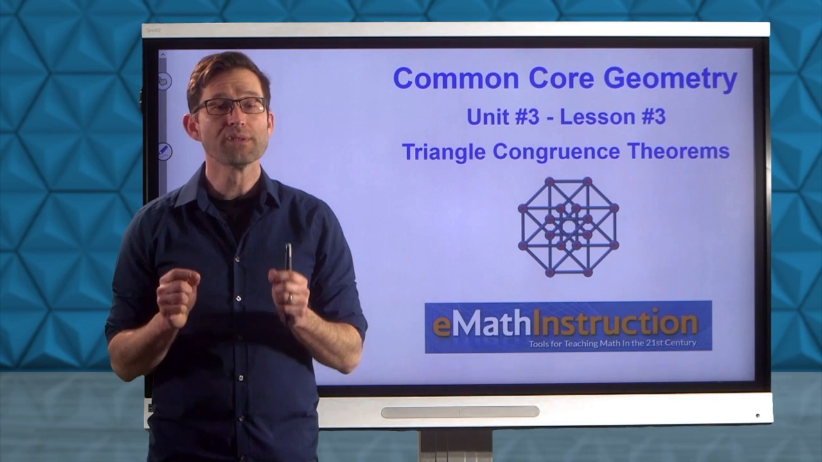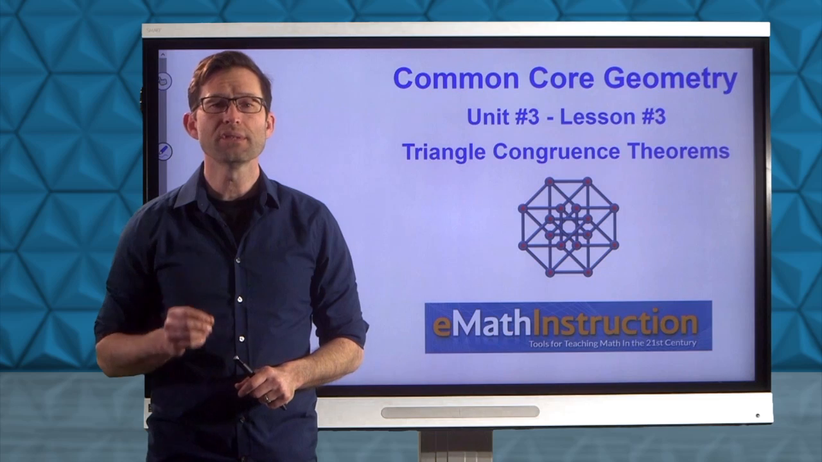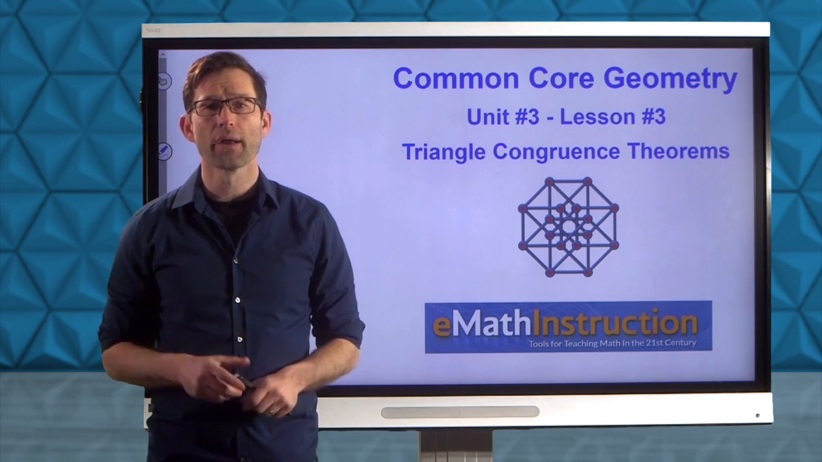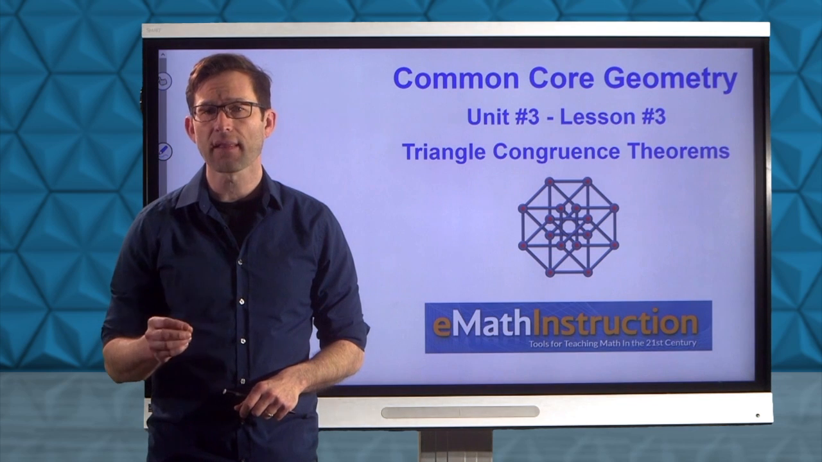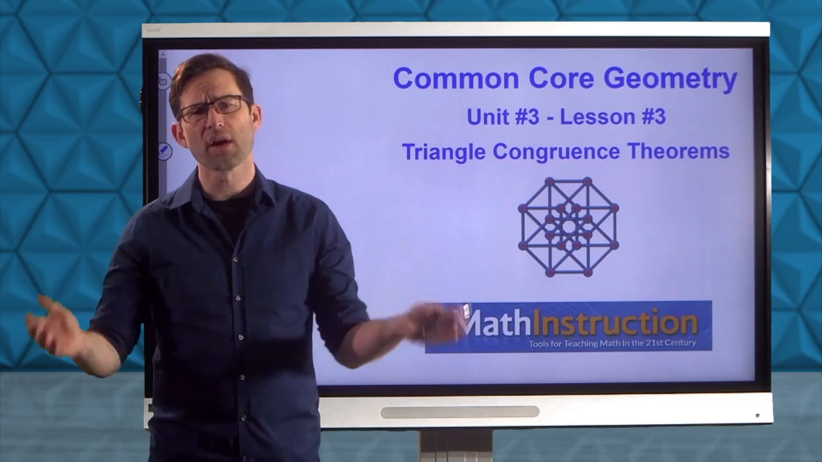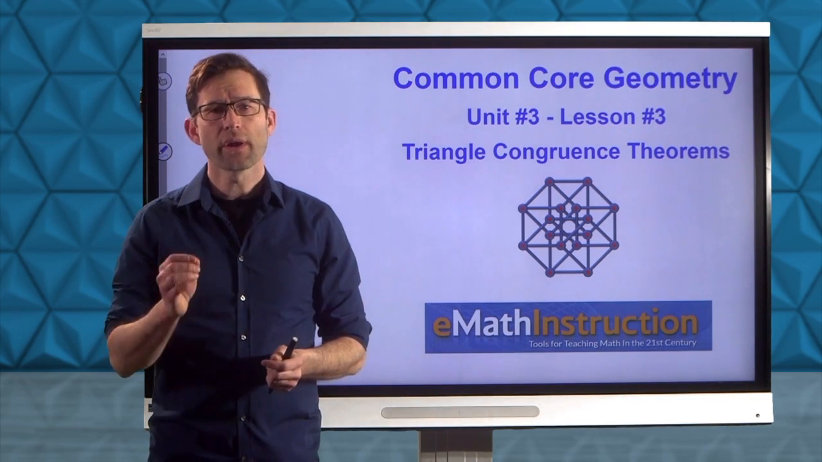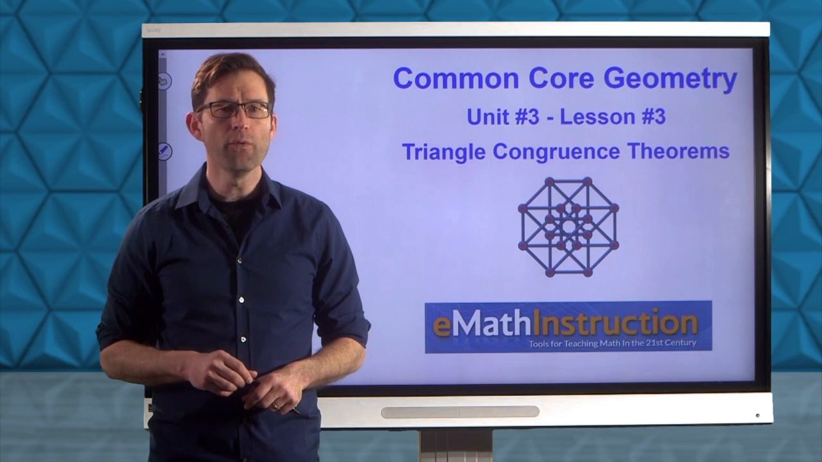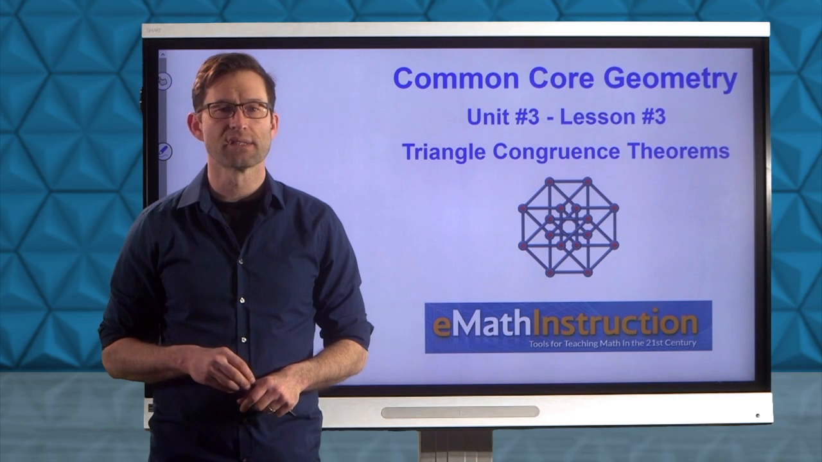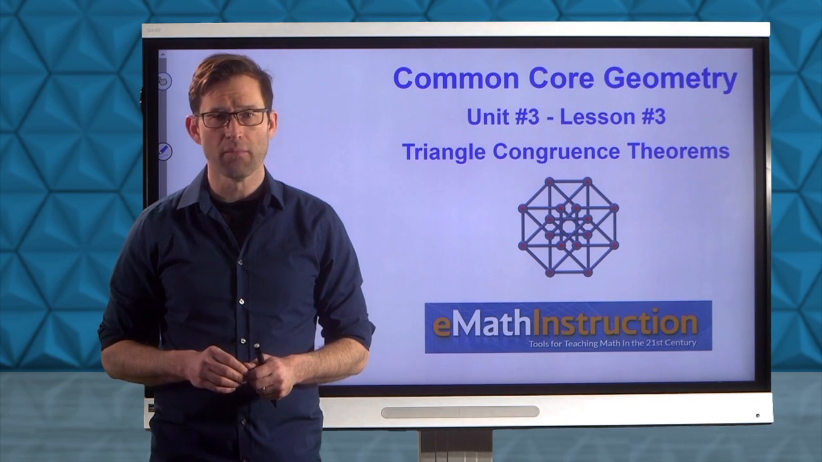Now, this is an exceptionally important lesson because today we're going to see some criteria that will allow us to conclude that two triangles are congruent, i.e. they're exactly the same shape and size, without knowing that all the side lengths are the same and all the angles are the same. Strangely enough, we actually proved all of these theorems back in Unit 2. You may not have even realized it at the time, but we did by using rigid body motions.